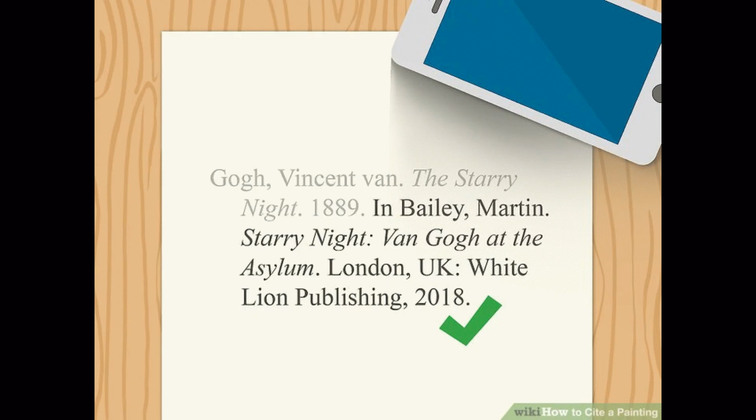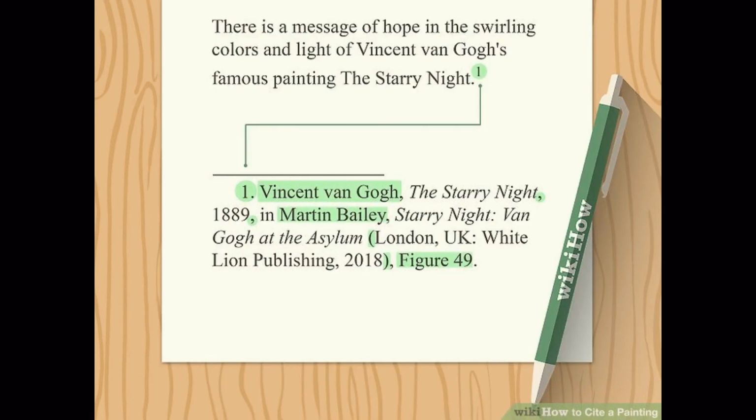Book example: Gogh, Vincent van. The Starry Night, 1889. In Bailey, Martin. Starry Night, Van Gogh at the Asylum. London, UK: White Lion Publishing, 2018. Trade periods for commas in footnotes in the text of your paper. Flip the name of the artist so that the first name comes first. Include the same information as your bibliography entry separated by commas rather than periods. The only period in a footnote comes at the end.